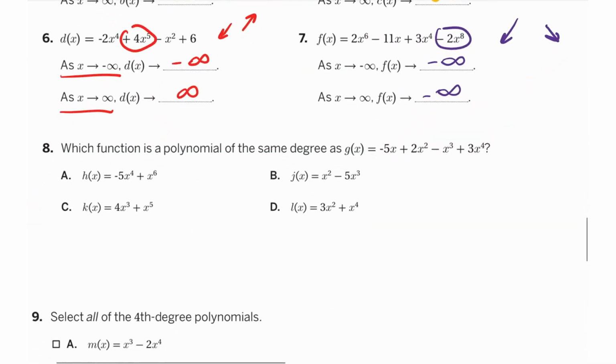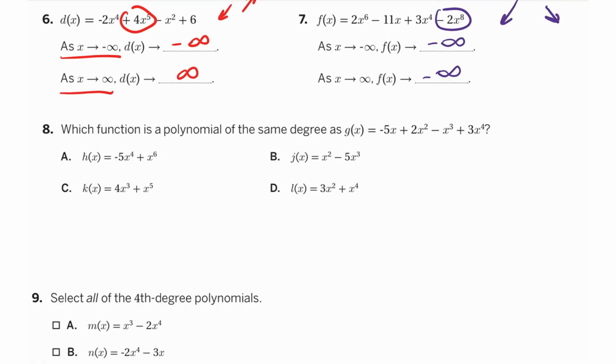Number 8, which function is a polynomial of the same degree as g of x? When I look at this degree, I see that the highest exponent is the power of 4. And so the one with the highest exponent of power 4 is going to be d, since none of a, b, or c have the highest exponent of 4.